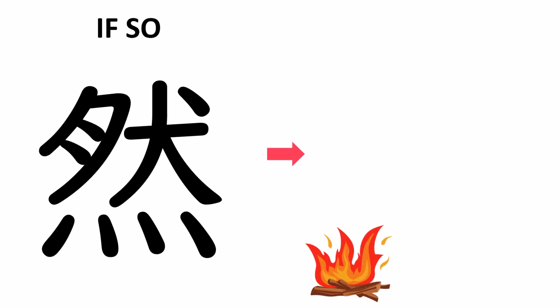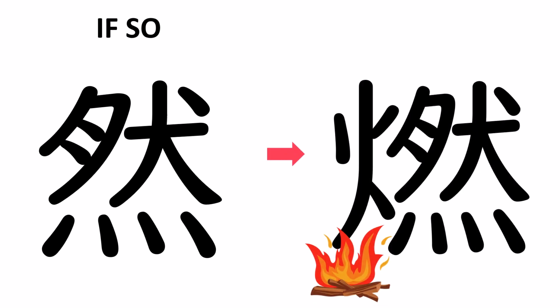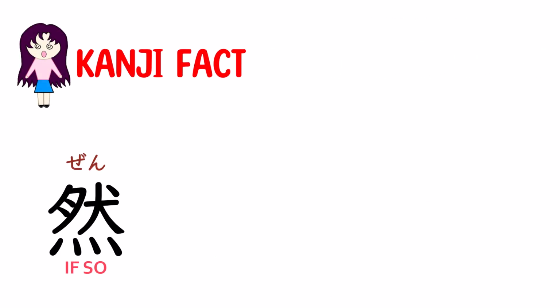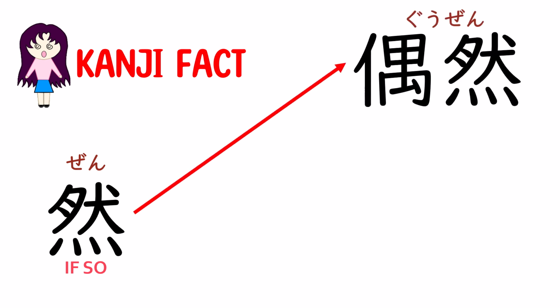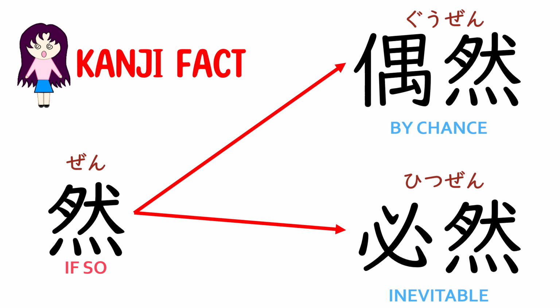But the story continues. Today's kanji took the meaning of "if so," as a representation of something transformed by fire. Then an extra fire was placed on the left side, which created a new kanji, which took the meaning of to burn. Fun fact! Today's kanji often appears as a suffix forming adverbs and adjectives, emphasizing a state or manner, like guzen, or by chance, and hitsuzen, or inevitable.